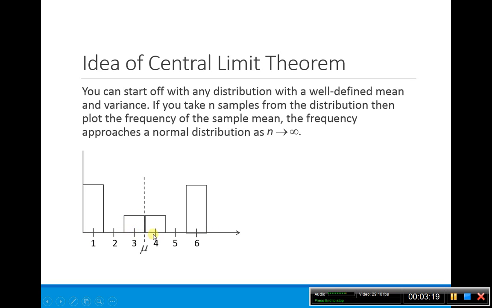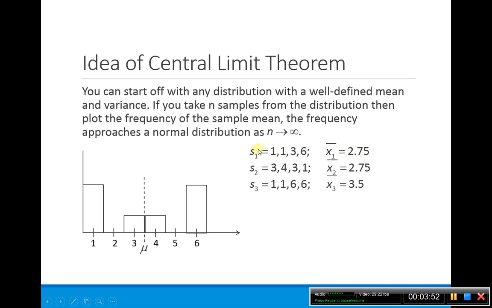So here you have that the mean is somewhere around 3.5. You have a small probability of getting 3 and 4, larger probability of getting 1 or 6. So now let's suppose I take n samples, and in my example I'm going to take 4 samples. Let's suppose I take n samples from the distribution, and then I calculate what the mean is. So I'm going to calculate the mean, and I'm going to do this several different times.